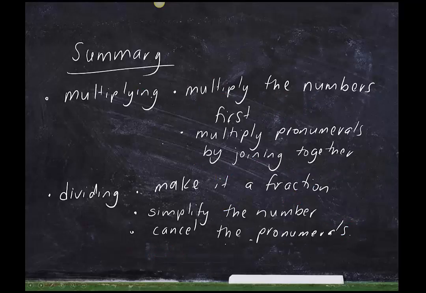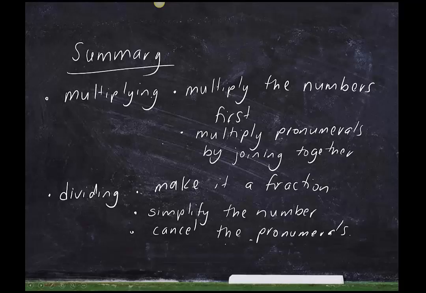Okay, so in summary, when we're multiplying, we want to multiply the numbers first. Don't forget the negatives as well. If you need to use your calculator, then by all means do that, particularly in a test. Then we multiply the pronumerals together by joining them. We remove the timeses in between and we just put it on the end of our number. If you've got an A, for example, times an A, it becomes an A squared. Okay, and that way you'll get it right.